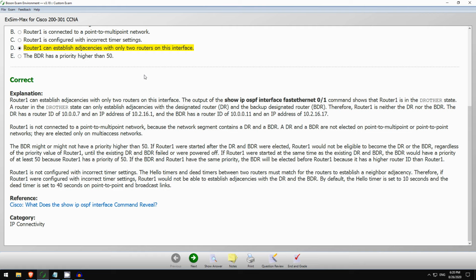Okay, pause the video now if you want to read Boson's explanation here. Also notice that it includes a reference to some Cisco documentation about the show ip ospf interface command. And this Cisco documentation, as I have said before, is available free online, and it's another great study resource.